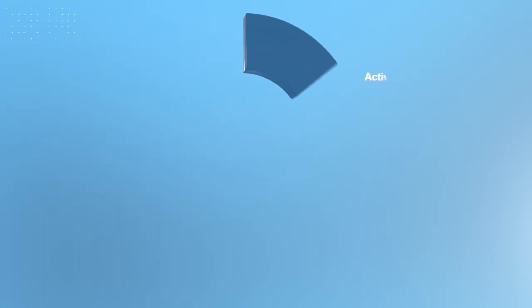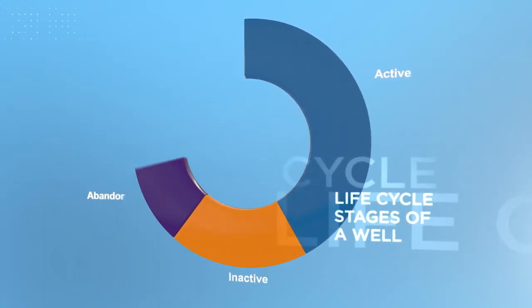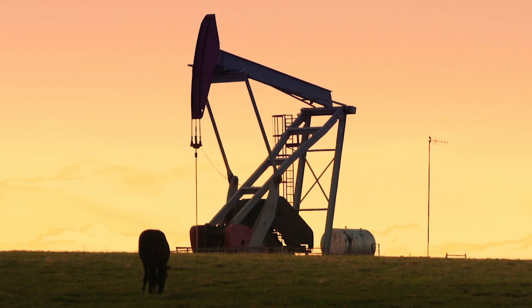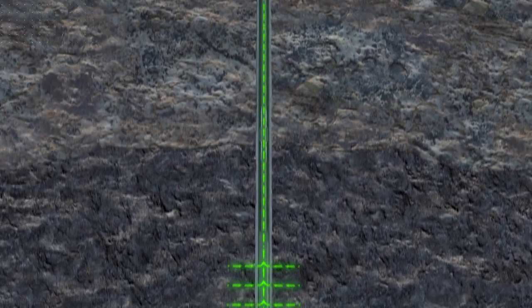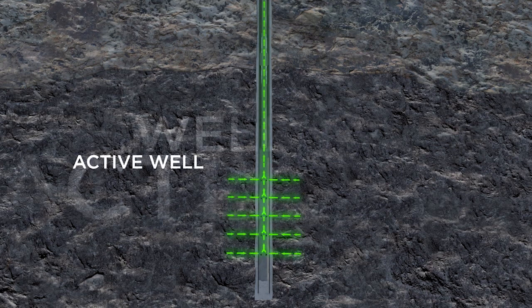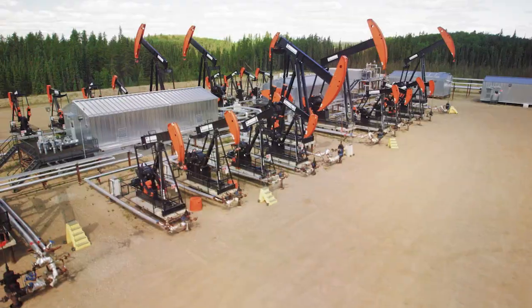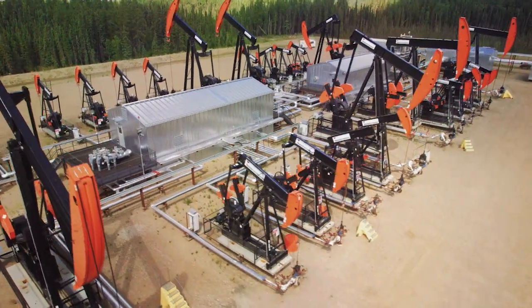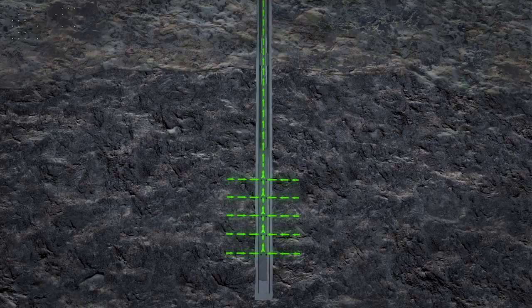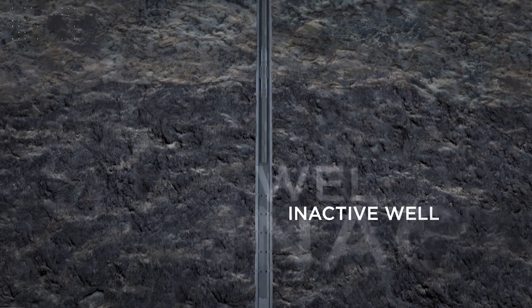The AER regulates the well life cycle from the very beginning, from the drilling and the application process of a well, all the way till the time that it's abandoned and reclaimed. So there's numerous life cycle stages throughout. Once a well is drilled, it falls into the active stage. Active stage of a well is when the well is producing oil and gas. When it's no longer actively producing, we consider it to be an inactive well.